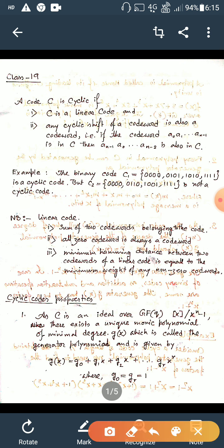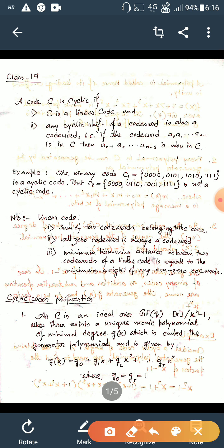That means if any code word is written in the form A0, A1, A2 up to An minus 1, an n-bit code word, then for a single shift the code word becomes An minus 1, A0, A1, A2 up to An minus 2, and that will also be a code word of C. So these are the two important things to remember for representing a code belonging to the cyclic code.